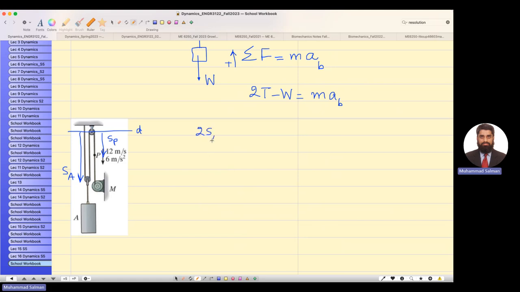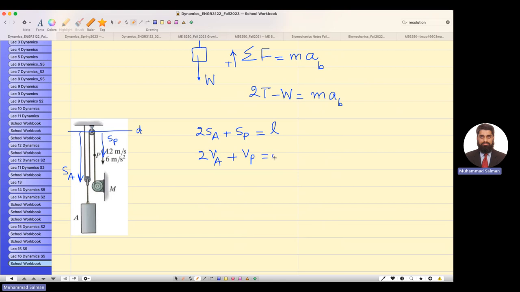Can you guide me? What should I write down for the rope length? One student says 2SA plus SP. Do you agree with him? This is the length equation of the rope. Now, from here, how can we relate the acceleration?